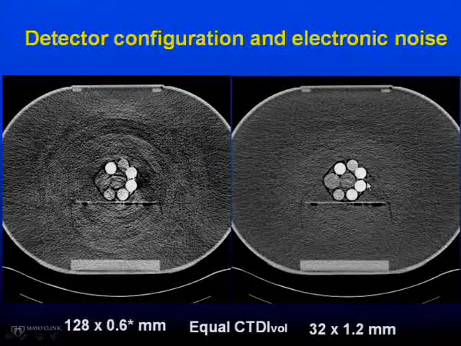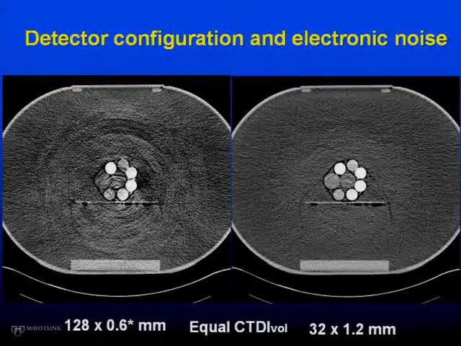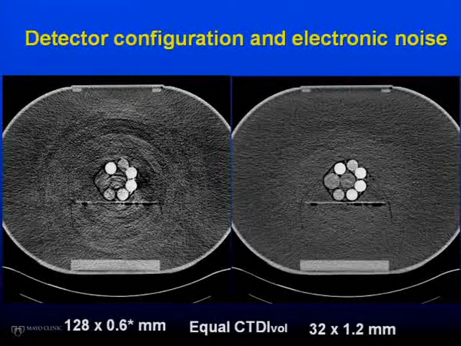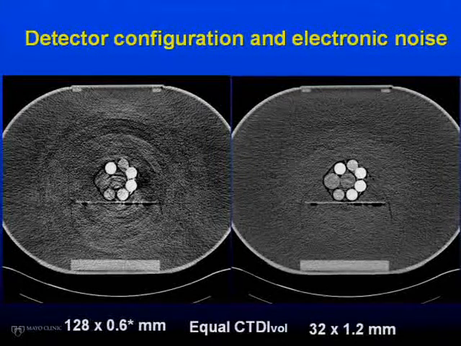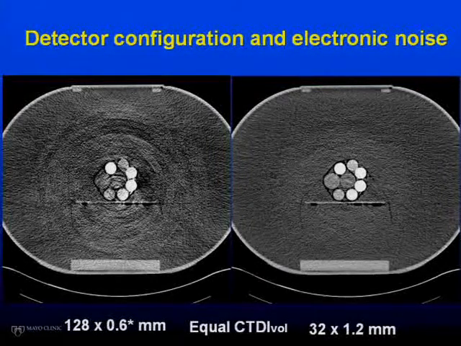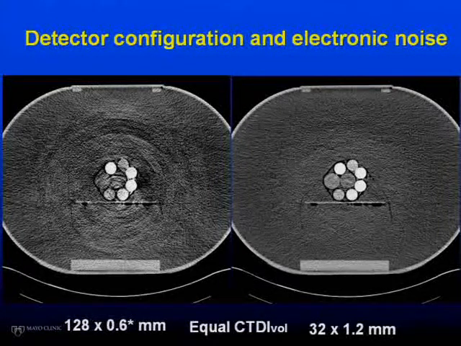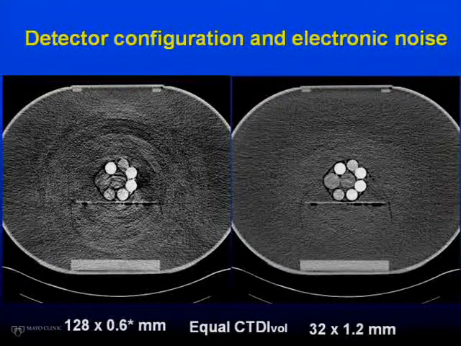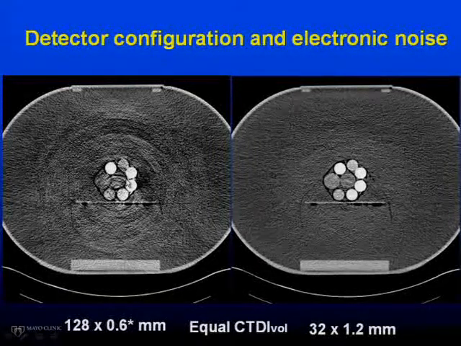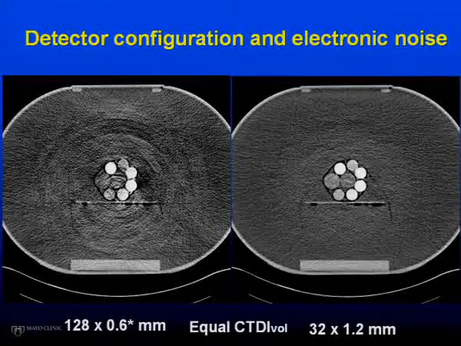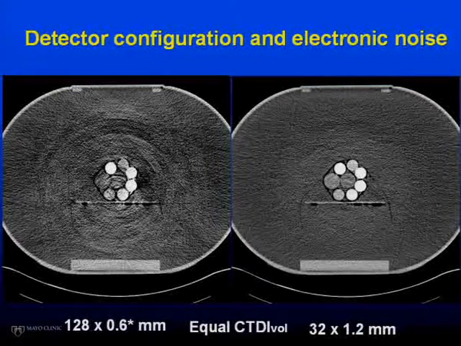One important consideration for the detector configuration is the electronic noise. For thinner detector elements, it tends to have a higher electronic noise. So when the scanning technique is low, it tends to generate a severe photon starvation artifact. As shown in this example, this phantom is relatively big, about 40 centimeters in the lateral width, and we scan with a relatively lower technique.